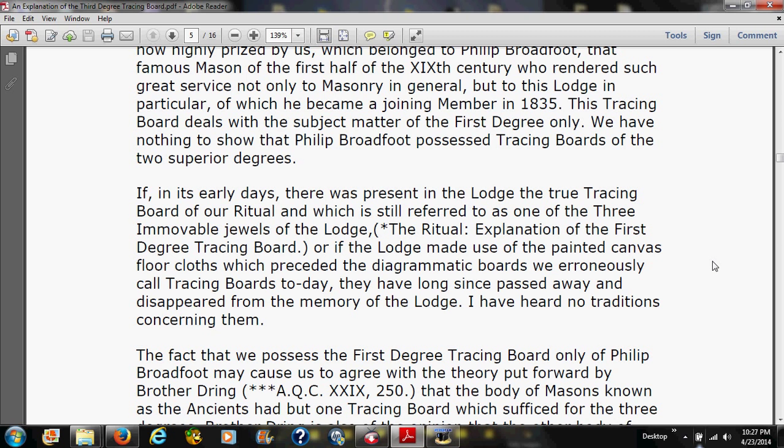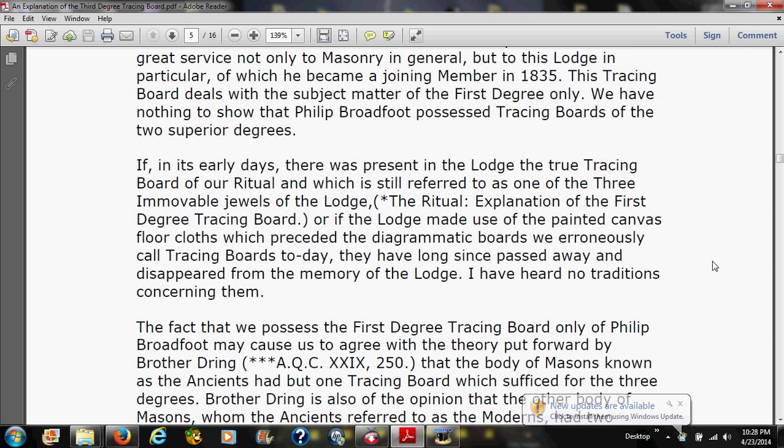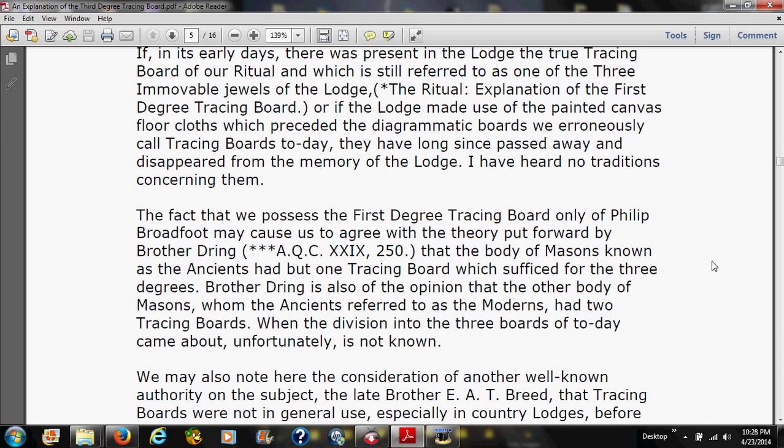If in its early days there was present in the lodge the true tracing board of our ritual, which is still referred to as one of the three immovable jewels of the lodge, the ritual explanation of the first degree tracing board, or if the lodge has made use of the painted canvas cloth floors which preceded the diagrammatic boards we erroneously call tracing boards today, they have long since passed away and disappeared from the memory of the lodge. I have heard no traditions concerning them.